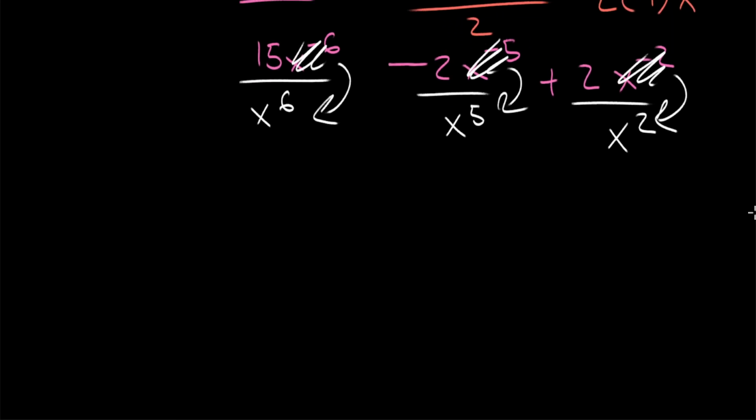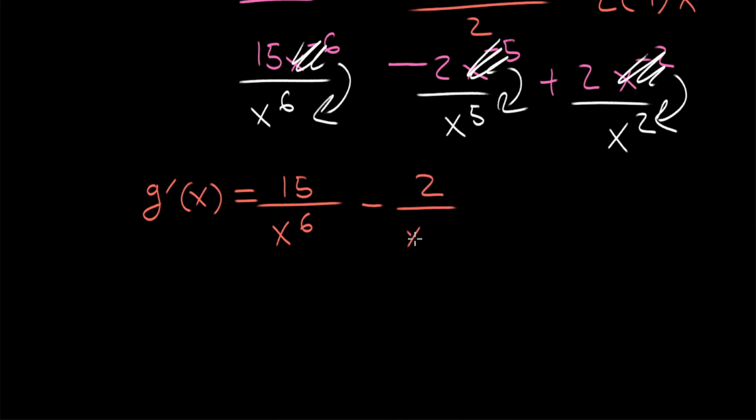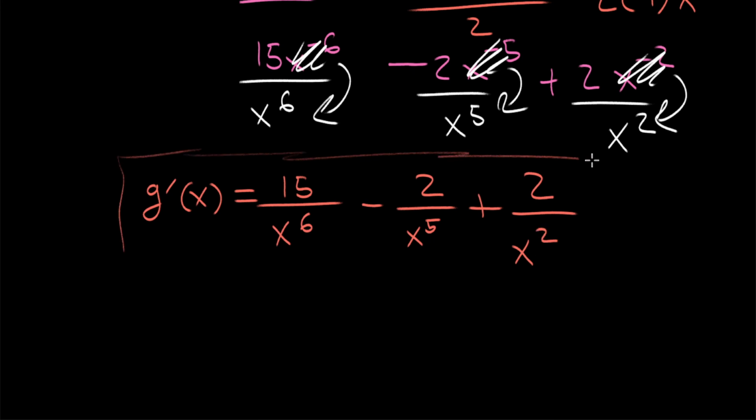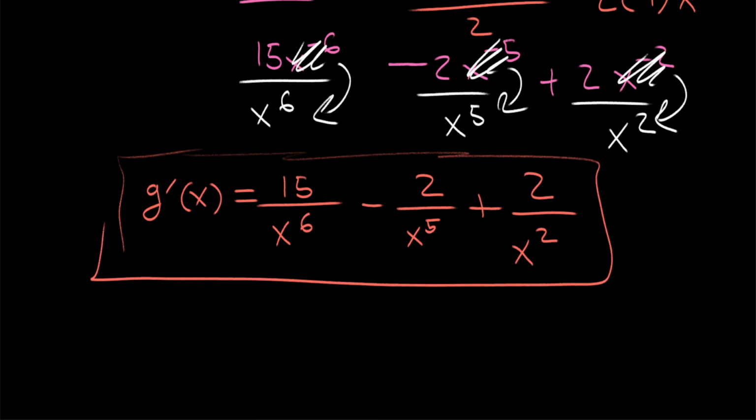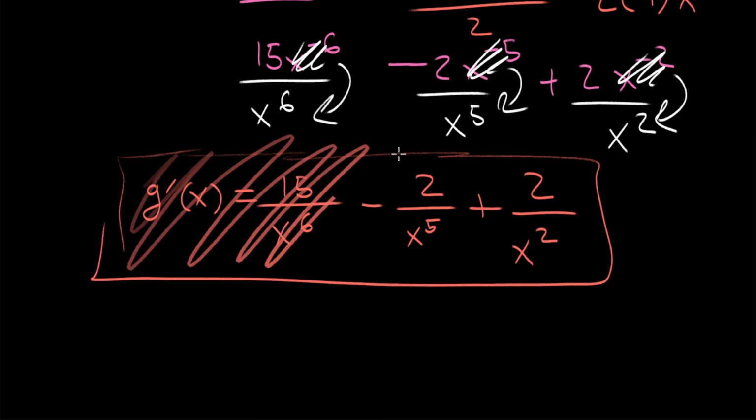So in the end, the derivative of g of x, g prime of x, is equal to 15 over x to the 6th minus 2x to the 5th plus 2x to the 2nd. That is our final answer. Color it in a little bit.